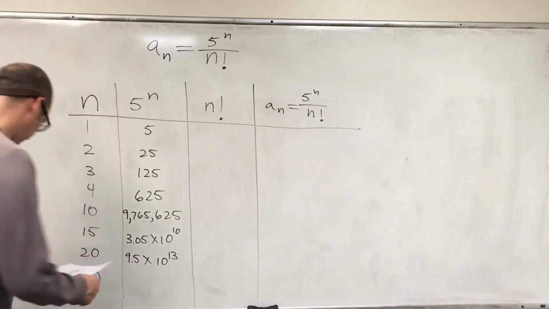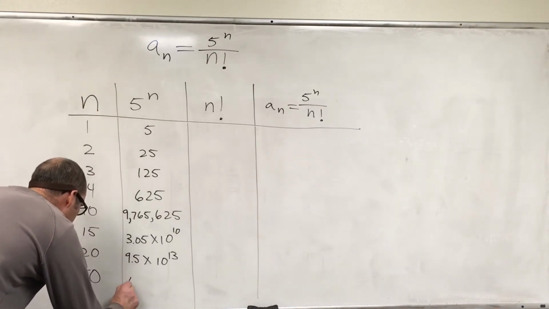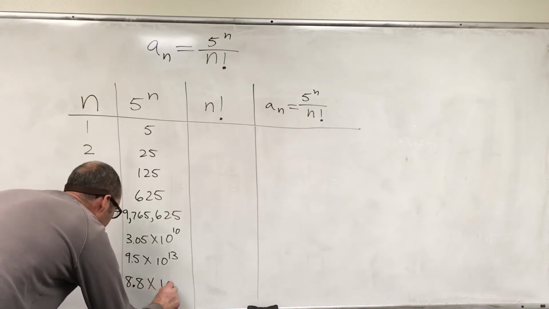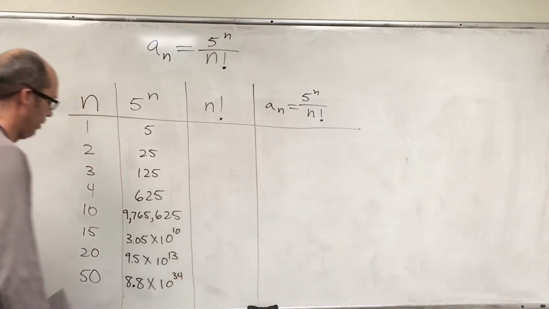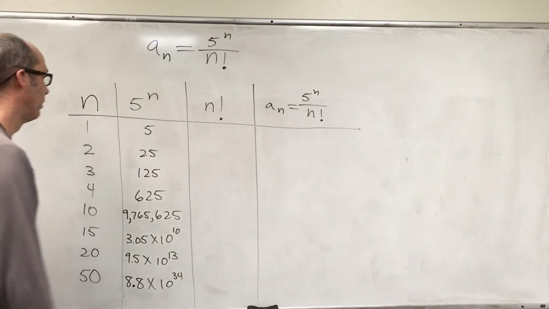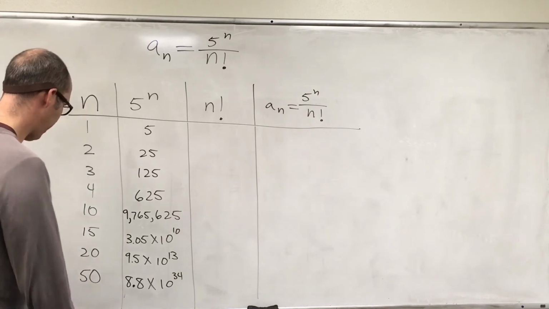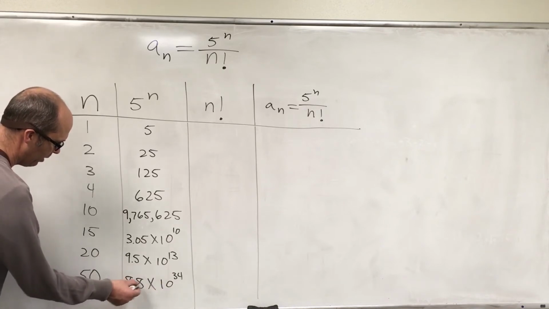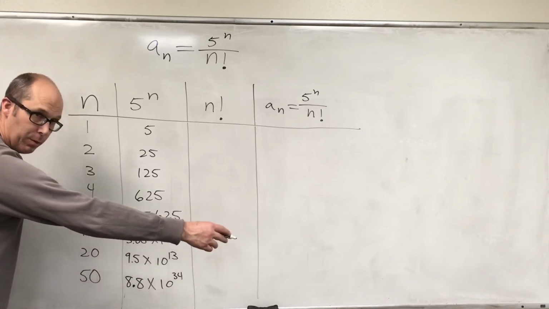Huge number. At 50, 8.8 times 10 to the 34. Huge. I mean, just think, 88 with 33 zeros after it. That's a really big number.